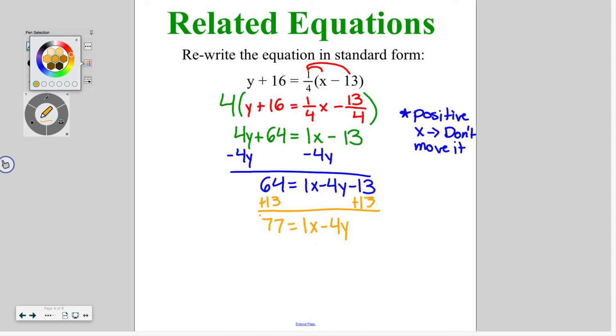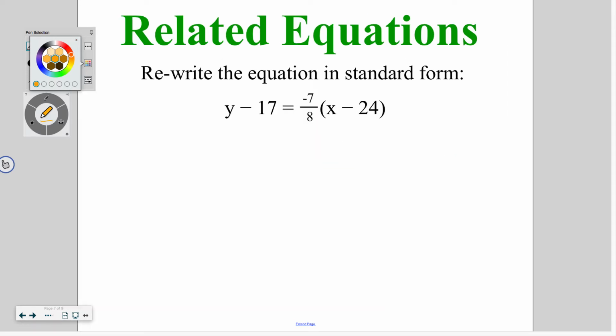Again, we want to double check. X is positive, x or y exists, we can't divide by anything, and there are no fractions or decimals. I'm going to roll through one more example with the fractions here. So again, we're going to want to start our problem by distributing. So we're going to go ahead and distribute.